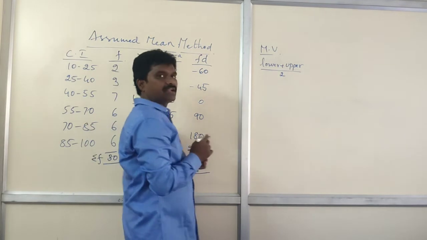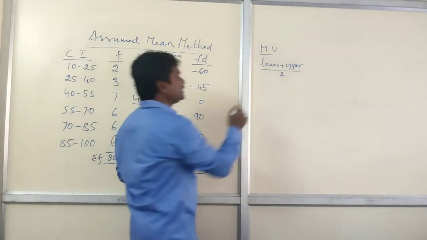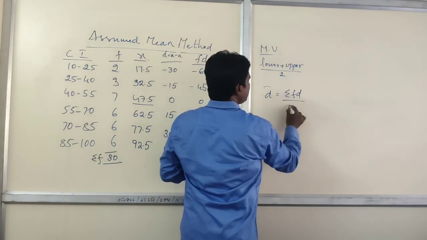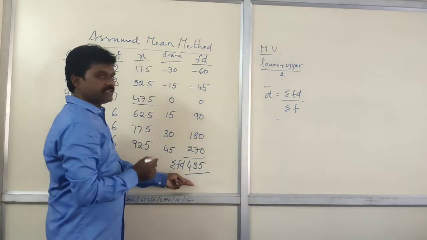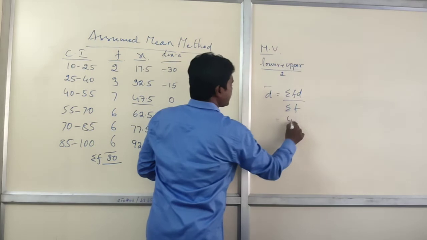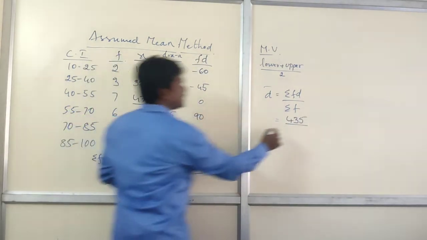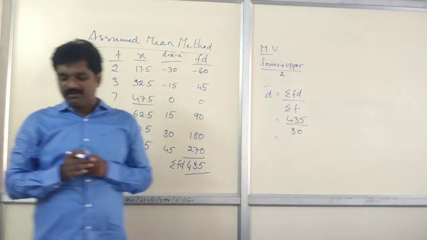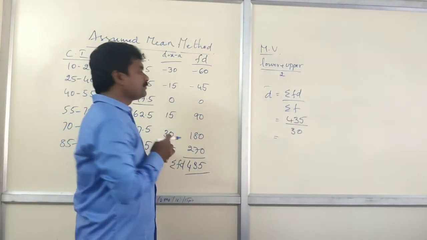So how to calculate the average here? If you observe, the average deviation is sigma FD divided by sigma F. So what is sigma FD? You will get 435 divided by sigma F, that is 30. 435 divided by 30, if you observe, you will get an average of 14.5.